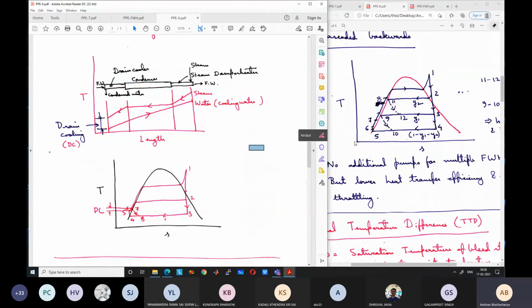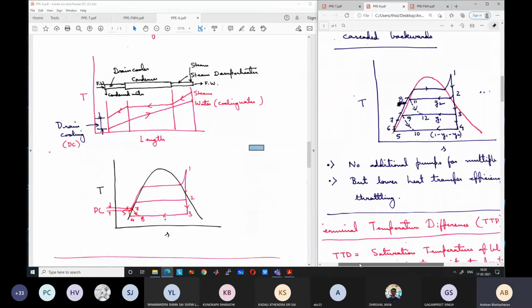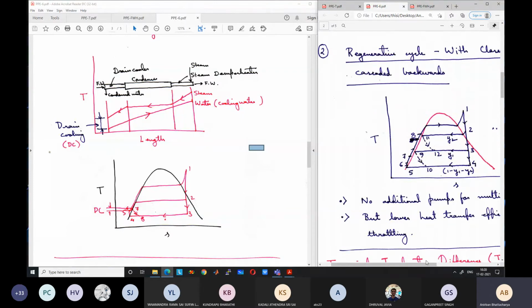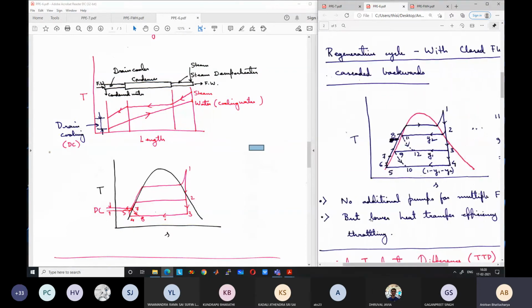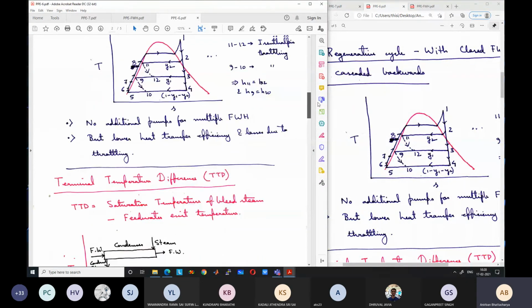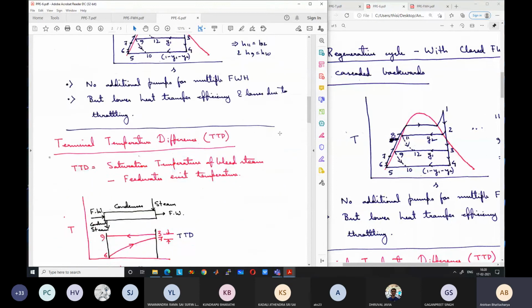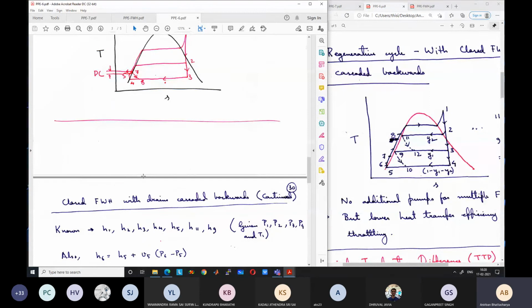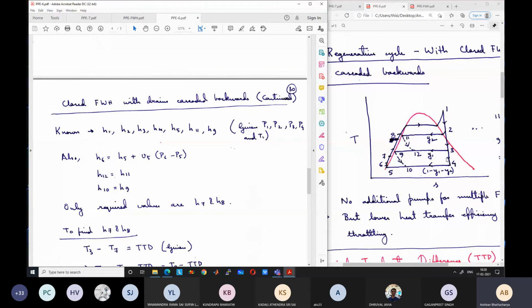Otherwise, we will again revisit this regenerative cycle with closed feed water heater with drains cascaded backwards, which we already studied towards the beginning of the class today. Let us revisit this again. I just wanted to define these parameters because these are required. This is the diagram. We have already seen the diagram and we already know what processes are occurring. If you want to solve a problem, I will give you a general framework. Instead of solving the entire problem, I will give you the general framework and you should be able to solve any problem here.